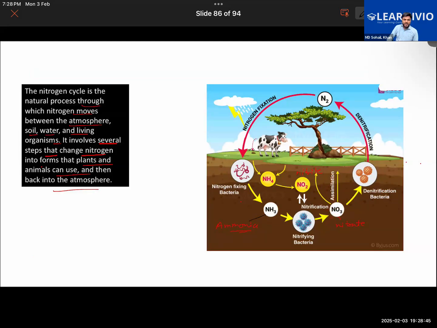Furthermore, some of the nitrate is converted back into the gaseous state by the denitrifying bacteria. So here you have the process of denitrification, where this nitrate, that is NO3, will be converted into N2, the gaseous state of nitrogen. Tell me if this is clear so far to everyone. Yes, sir. Clear. Good.